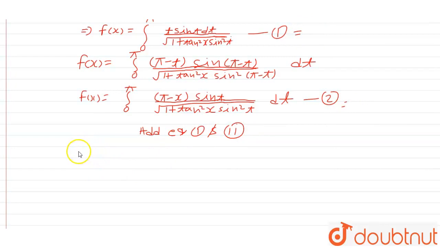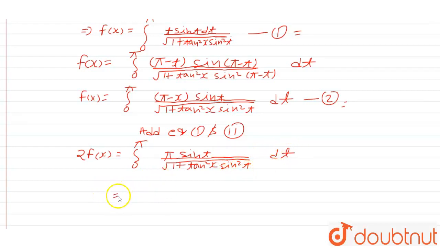So we get f of x plus f of x, that is 2 f of x, equals the integration from 0 to pi of pi sin t, because pi minus t plus t gives pi, divided by root under 1 plus tan square x sin square t, and there is dt also. So this will come as 2 f of x equals the integration from 0 to pi of pi sin t divided by root under 1 plus tan square x sin square t, dt.